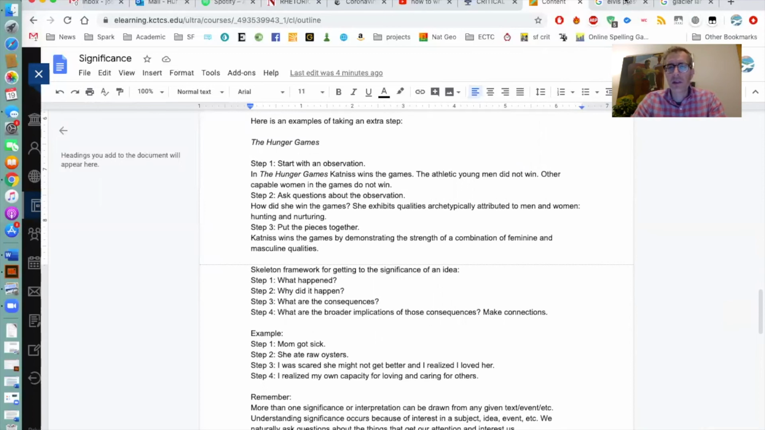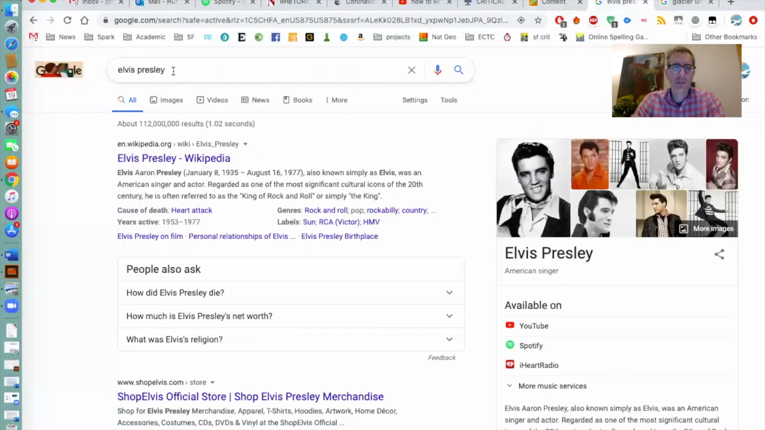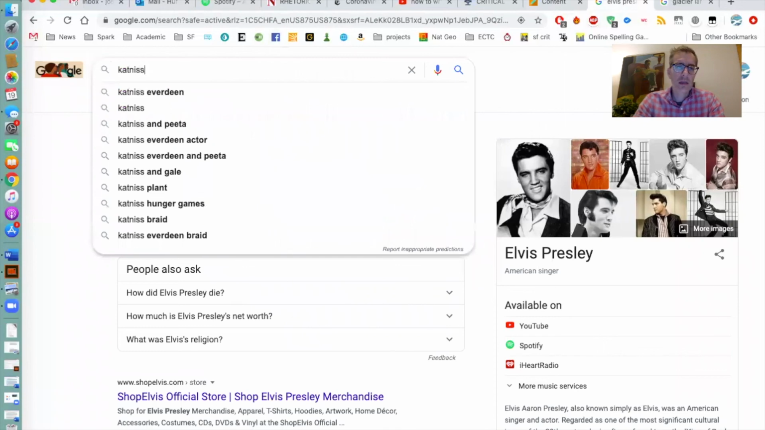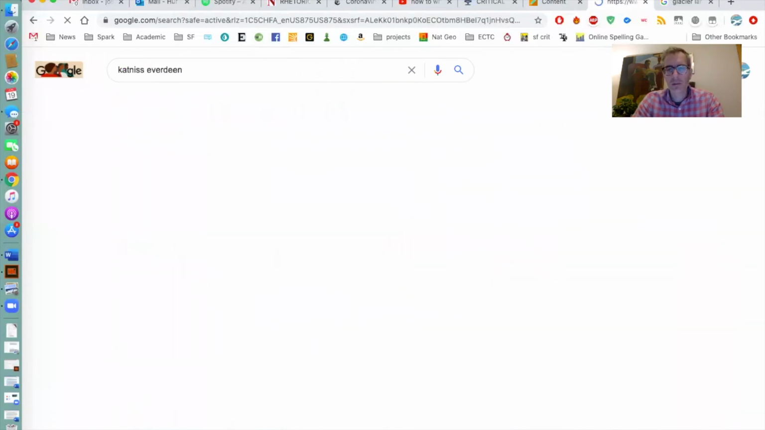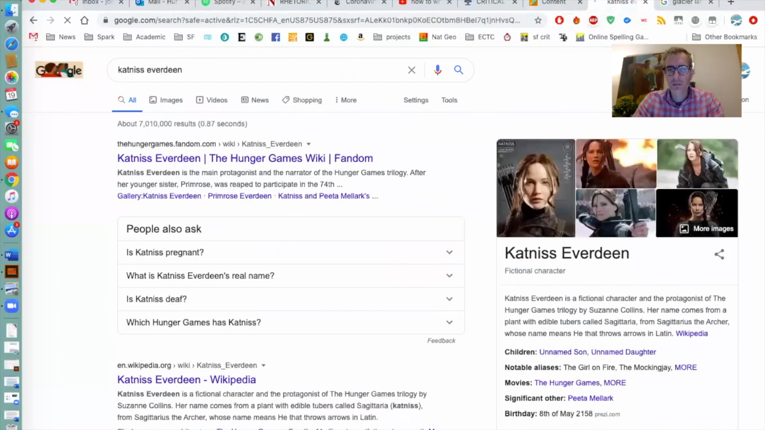Katniss Everdeen. Let's look at her. Katniss Everdeen. There she is. The actress that plays her, I believe, is actually originally from Kentucky. So she's also from my home state. Go Kentucky, we're cool.